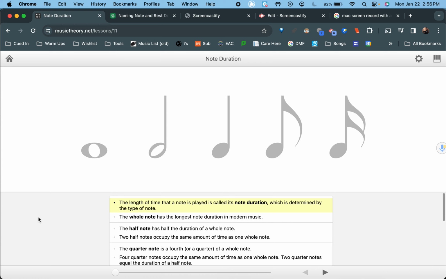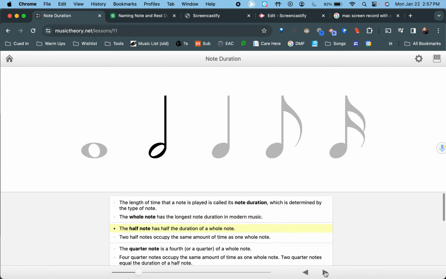Note duration is a lot about math. This says here the length of time that a note is played, or in our case, that a note is sung, is called the note duration. And it's determined by how the note looks and the type of note. A whole note, the one highlighted there on the left, is the longest note duration in modern music, okay? It doesn't have a stem, there's no flag, it's just an open note head, right? We've talked about these terms: stems, note head, beams, flags. Those are all the things that have to do with how long a note is, and then moving it up and down the staff is the pitch it is, okay?